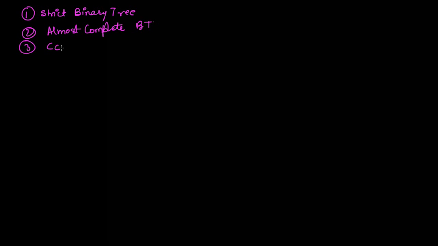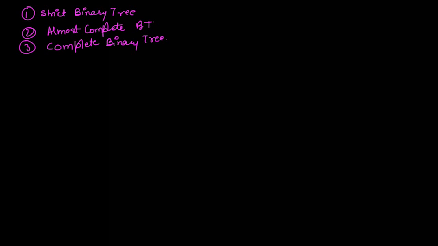Okay, for example, we may be having a strict binary tree. Okay, we may be having an almost complete binary tree. Okay, and we may be having a complete binary tree. Okay, now let us see what all these binary trees are.